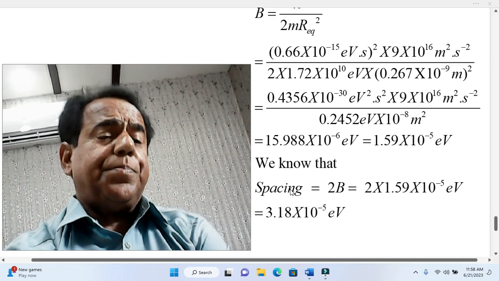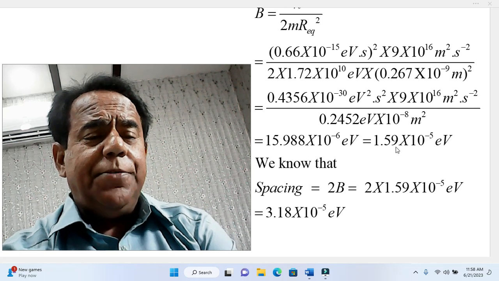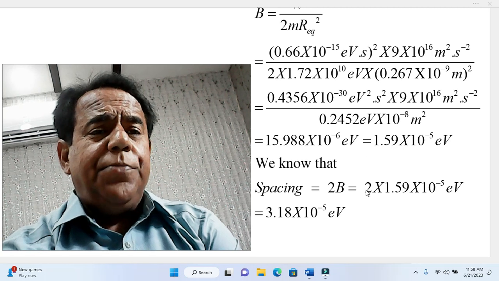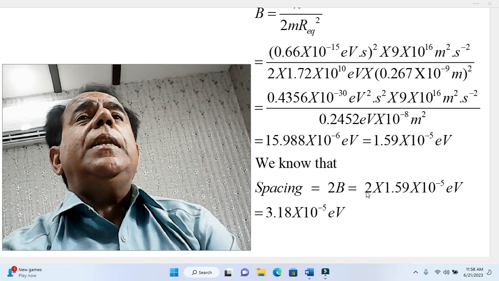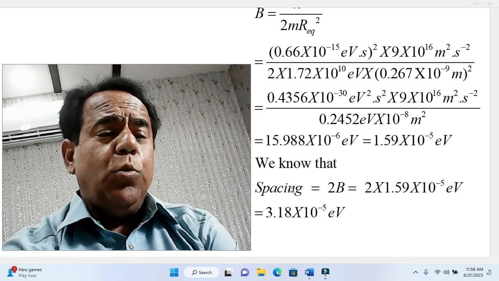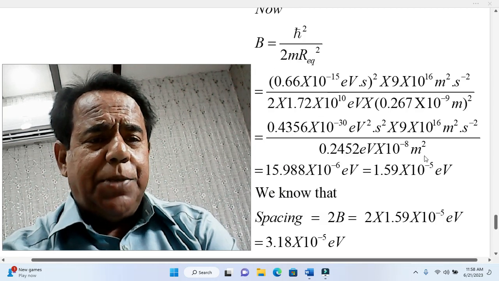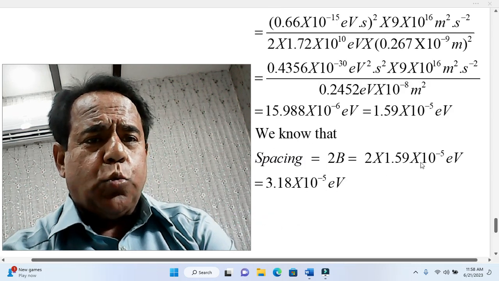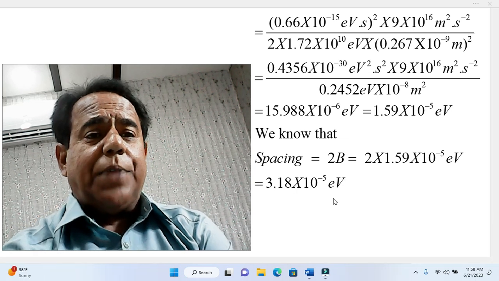But we know that spacing is equal to 2b, so we will have to multiply it by 2, and then we will go back to the problem statement and see what has been emphasized regarding spacing. We know that spacing is equal to 2b, and the value of b has been found, so multiplying by 2, spacing equals 2 into this, which becomes 3.18 into 10 raised to the power minus 5 electron volt.